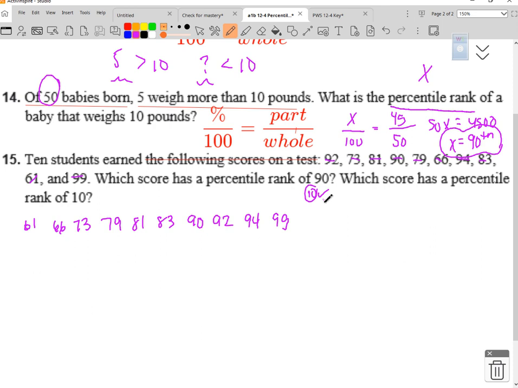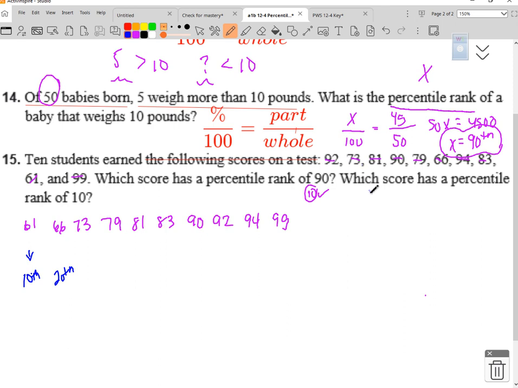Alright, if there's only 10 data values, then each number represents 10% of the data. So, 61 is at the 10th percentile. 66 is the 20th. 73 is the 30th. 79 is the 40th. Does that make sense?